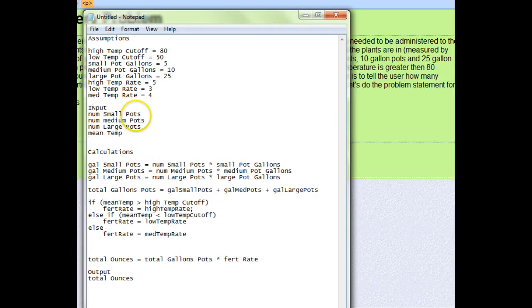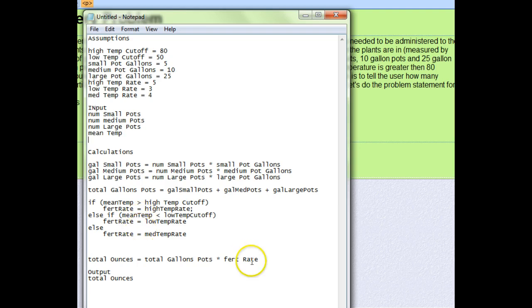So I have to ask of someone what is the number of small pots, what's the medium pots, what's the large pots. And then because of this, I have to figure out, well, is the mean temp greater than? Someone's going to have to tell me what the mean temp of the day is. So that is also going to be our input. All right, so starting from the bottom, working up, figuring that this is the simple math necessary to get total ounces. Then we figured out the FERT rate depending on the temperature. So there's no math involved, it's just assigning the temperature to the FERT rate depending on what the temperature is.